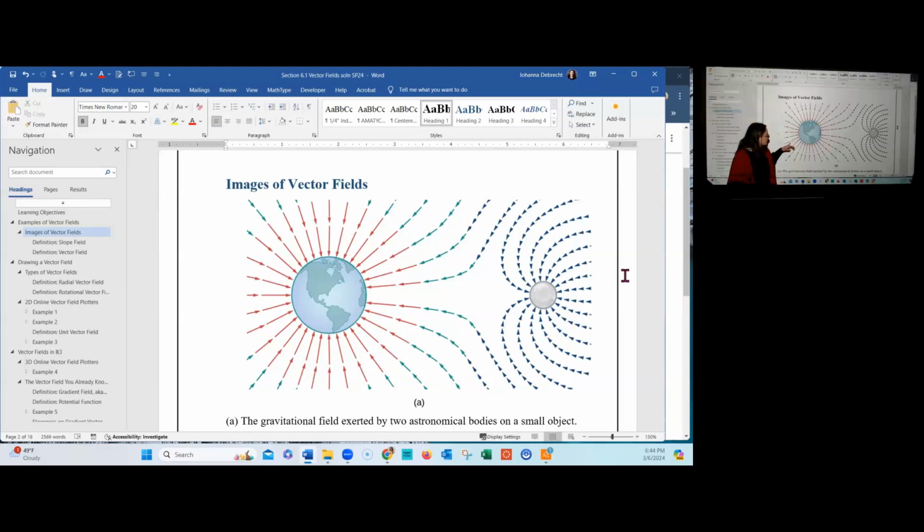Also notice that the vectors would be perpendicular to that circle at all points. In this case, the gravitational vectors are pointing towards the center of the Earth. The closer to Earth you get, the longer the vector gets, because the greater the gravitational force.